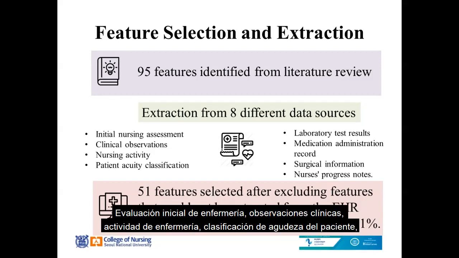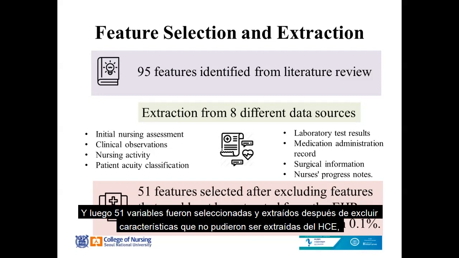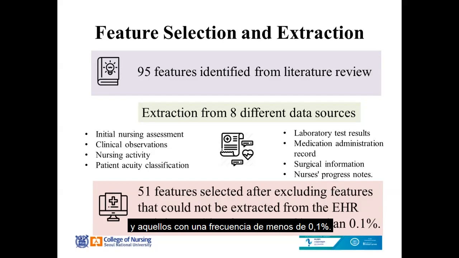They are initial nurse assessment, clinical observations, nursing activity, patient acuity classification, laboratory test results, medication administration record, surgical information, and nurse progress note. And then 51 features were selected and extracted after excluding features that could not be extracted from the EHR, and those with a frequency of less than 0.1%.